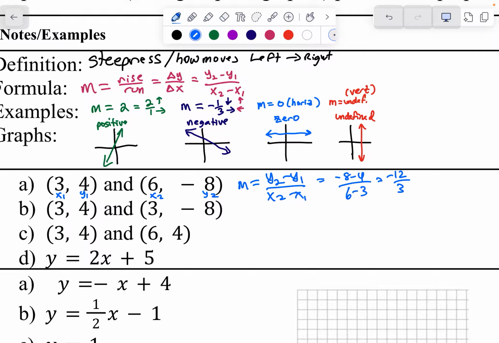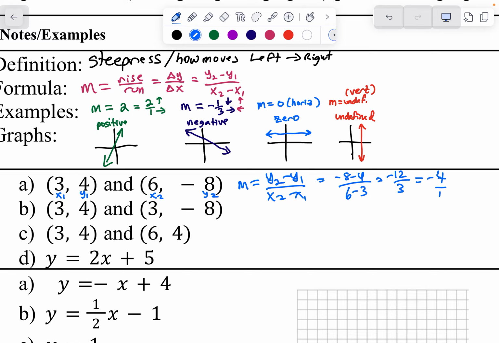Now, normally we would reduce that. 3 goes into negative 12 4 times. We would write it as negative 4. And if you told me the slope is negative 4, that's correct. But because we are thinking about the movement, the rise over the run, it's not a bad idea to keep the 1 there, because then you see both the rise and the run very clearly. But if it's a whole number, you want that run to come from the 1 that would be underneath it. Everybody good with A? Okay.